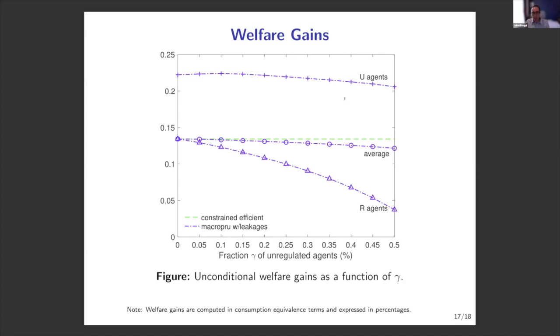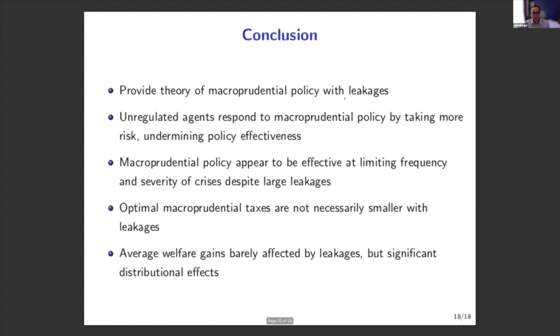Great, so I'll now conclude. What we do in the paper is provide a theory of macroprudential policy with leakages, which we felt was lacking. In this model, unregulated agents respond to macroprudential policy endogenously by taking more risk or borrowing more, which undermines the effectiveness of the policy.